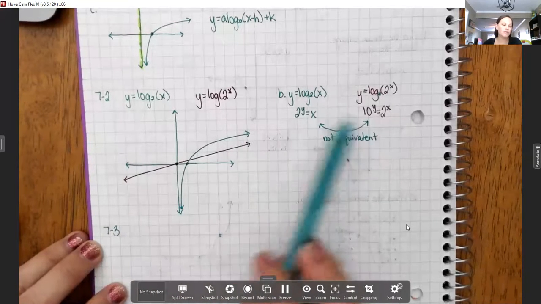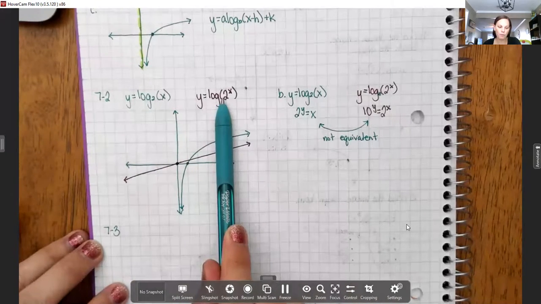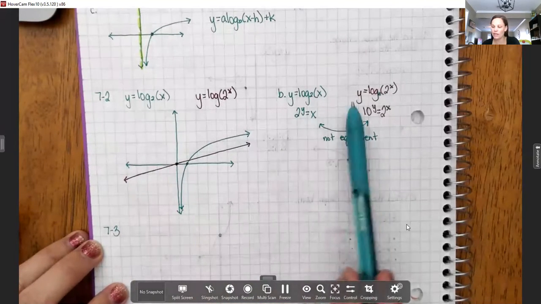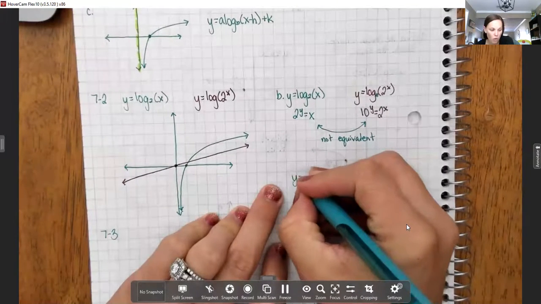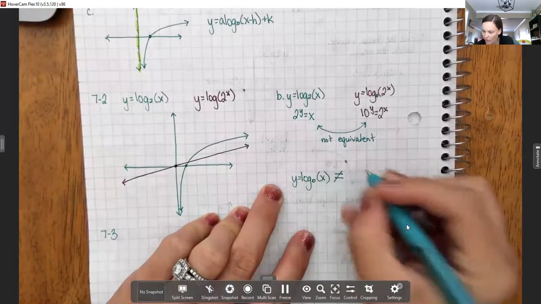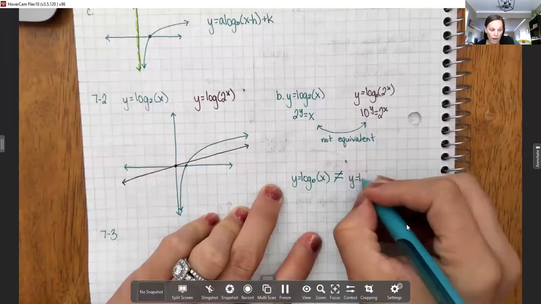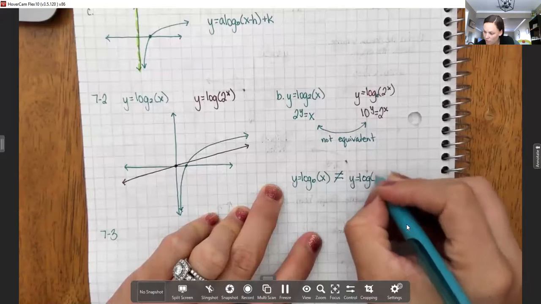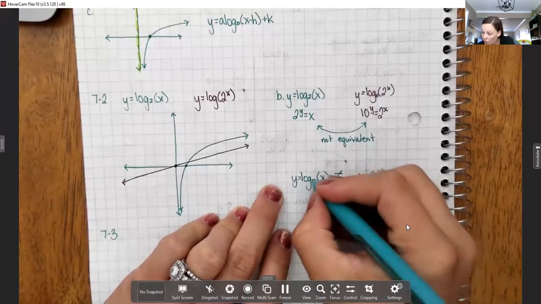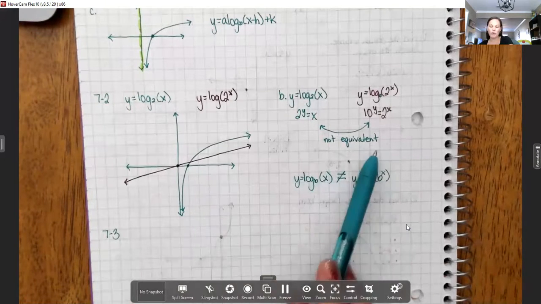All right. So on this problem, this is called a counterexample. So we showed that these are not the same. So in general, we would know that y equals log base b of x is not equivalent to y equals log of b to the x. They just chose the 2 for the b, but since we showed that it wasn't true for 2, that means that this isn't always true. So that's what we call a counterexample.